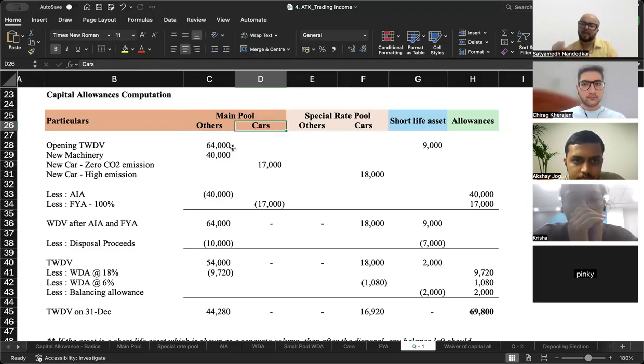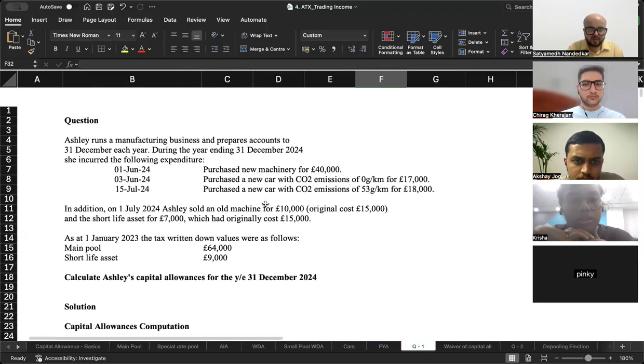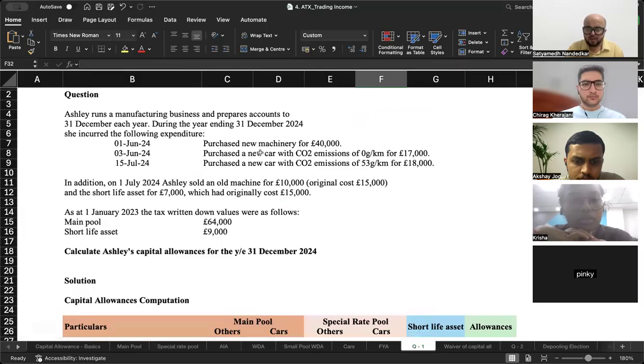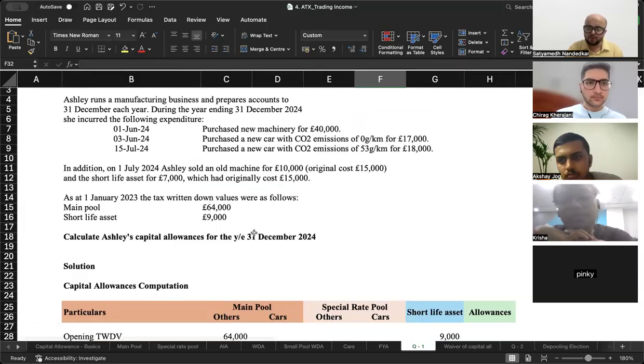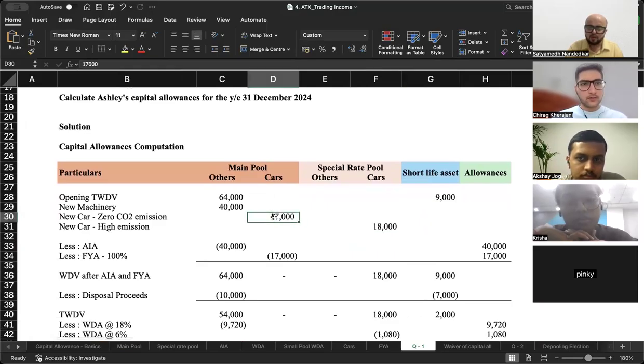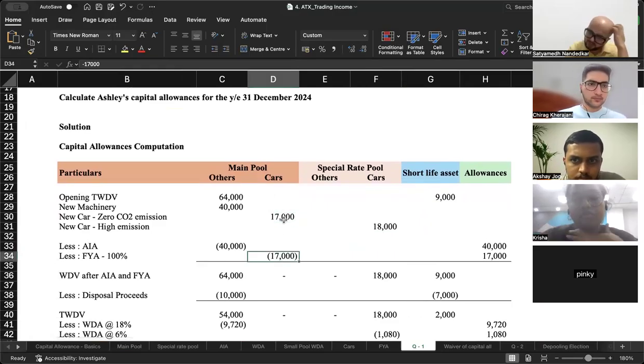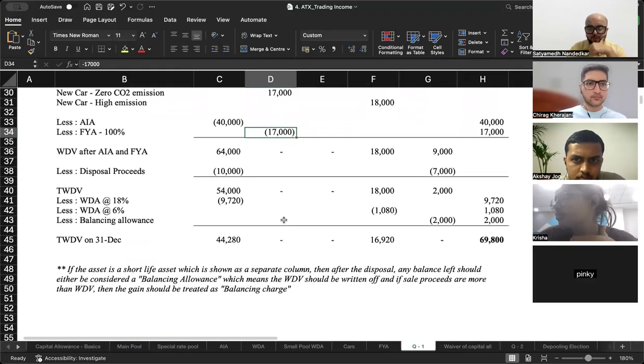This is again your Kaplan study text, and they have done it a little differently. I prefer doing it this way so that there is no confusion. Write down the asset in the individual column. You will be able to tackle it in a far easier manner. Put the new asset purchase here, put the cars here. This 17,000 is what? Purchased a new car with CO2 emissions of 0 gram per kilometer. So 100% FIA. Because you do it separately, you get a bird's eye view. Then there is absolutely no scope for any confusion.